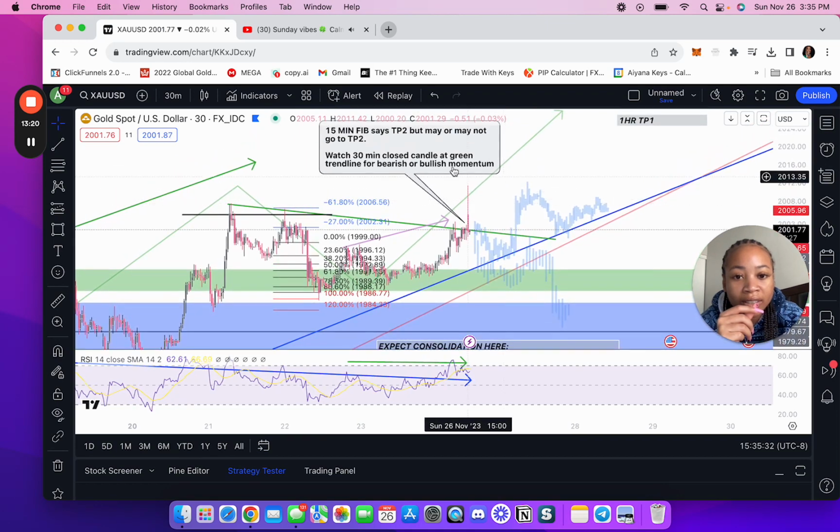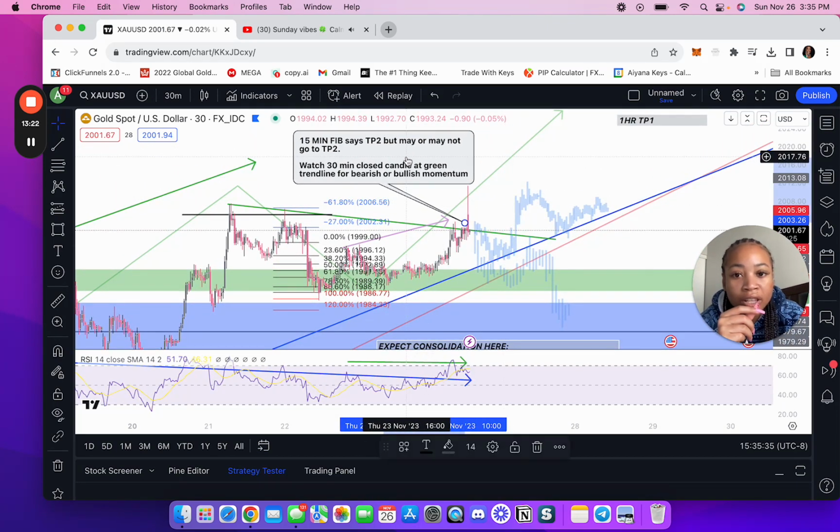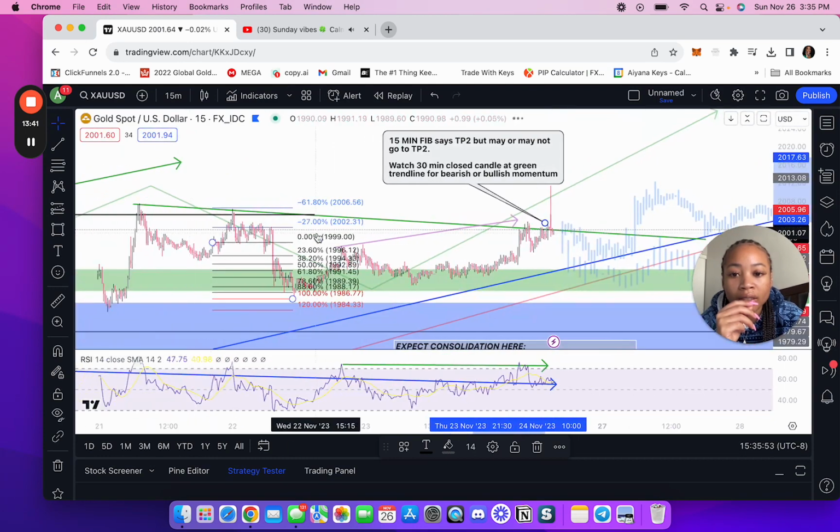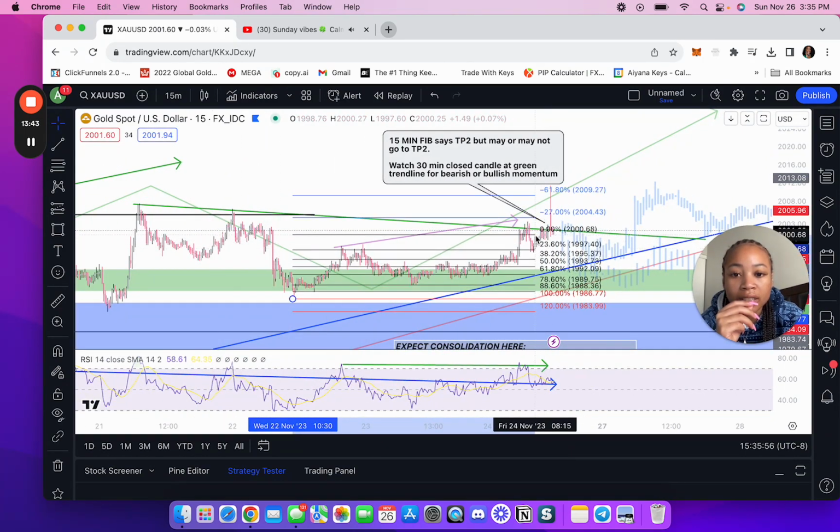Okay. Here, I noted this on the 30-minute. So the 15-minute fib says TP2 may or may not go, and it may or may not go to TP2. Because like I said, the lower time frames don't always fall through, like it can break. So let me make it make sense.